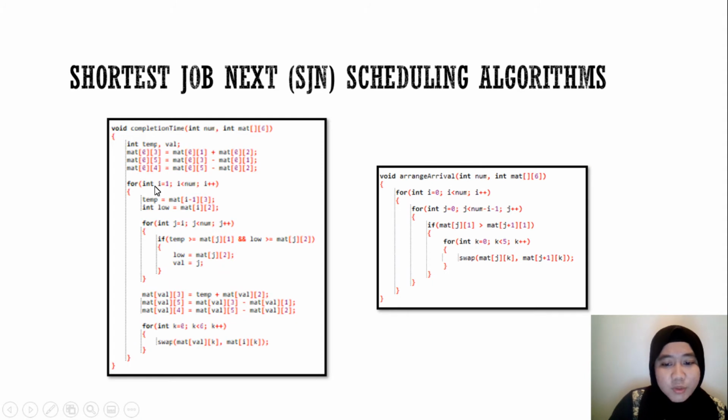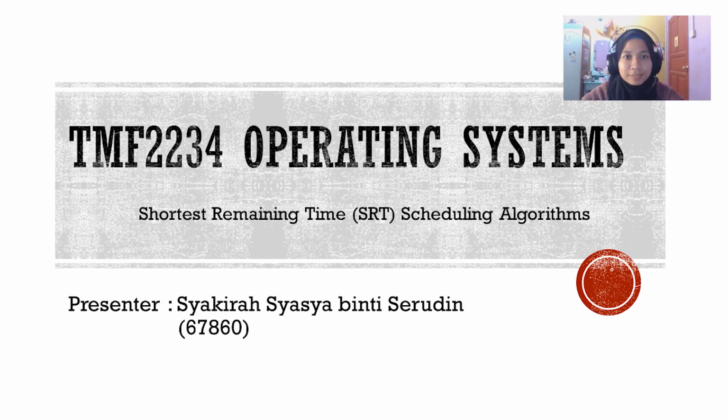The total time taken between the submission of a program for execution and the return of the complete output to the user is known as turnaround time. Meanwhile, for the waiting time, the program will compare the burst time between the first and the second one. If the first one is bigger than the second one, the jobs will swap, since the shortest job needs the shortest burst time to execute. That's all from me. Thank you.